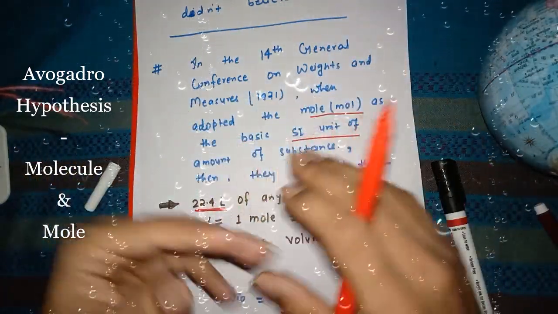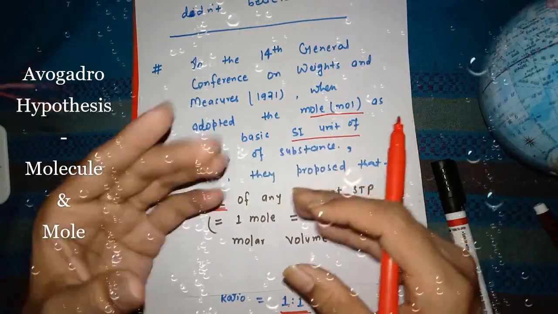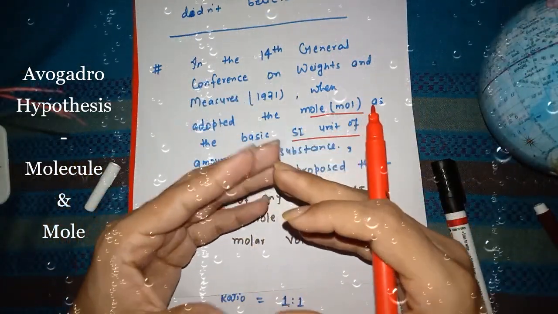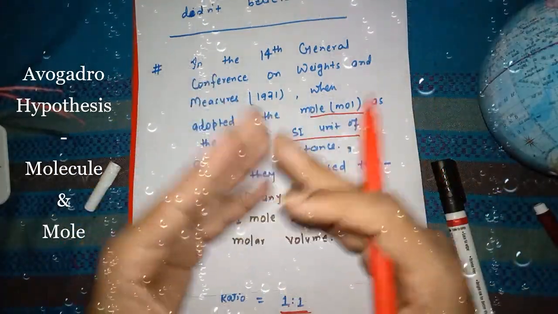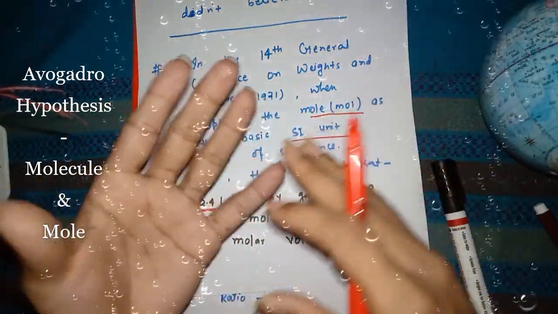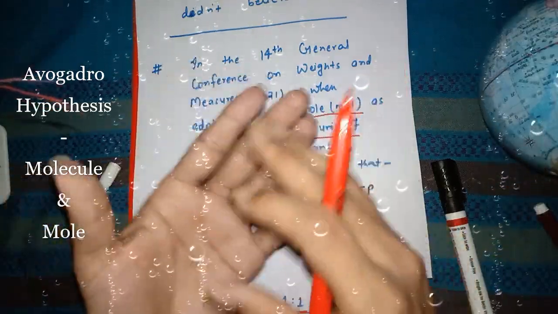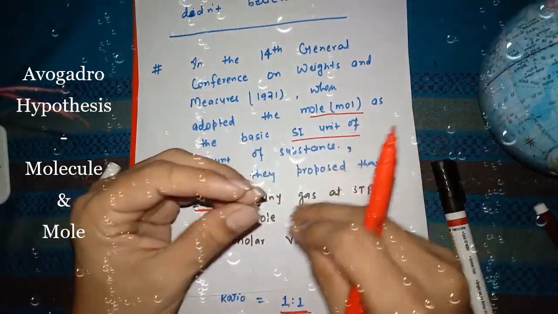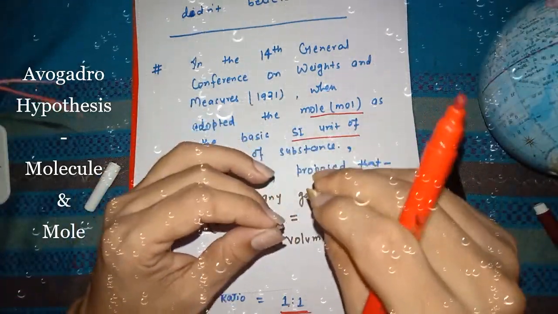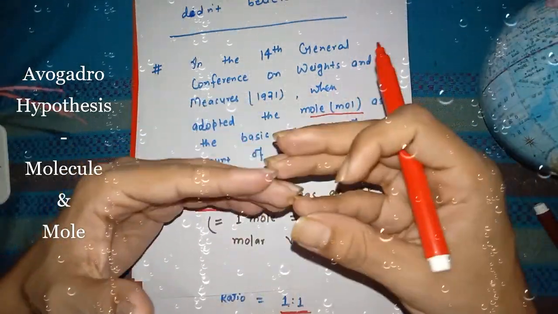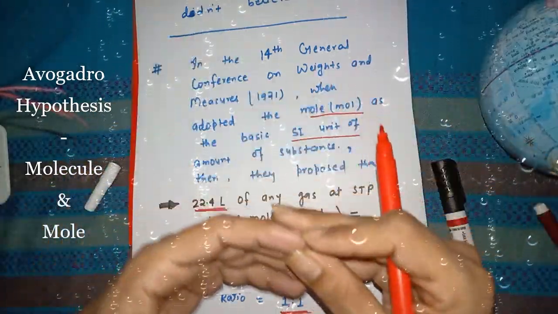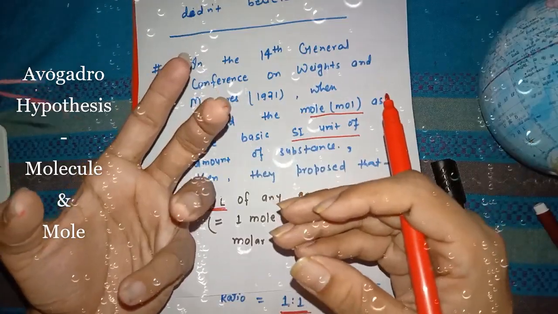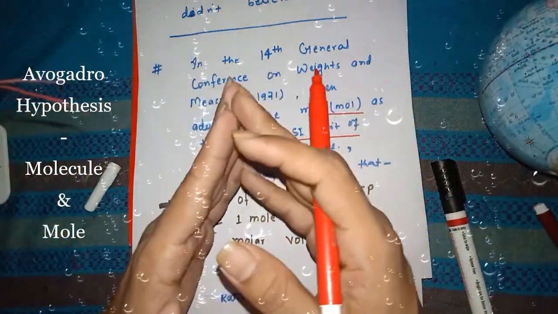Mole means heap or bundle or pile of something, which is a Greek word. You know that every substance is made of many atoms or molecules. So we can say in common language that they are heaps or bundles of molecules or atoms. So they call the unit of amount of substance mole, and we abbreviate it as mol.